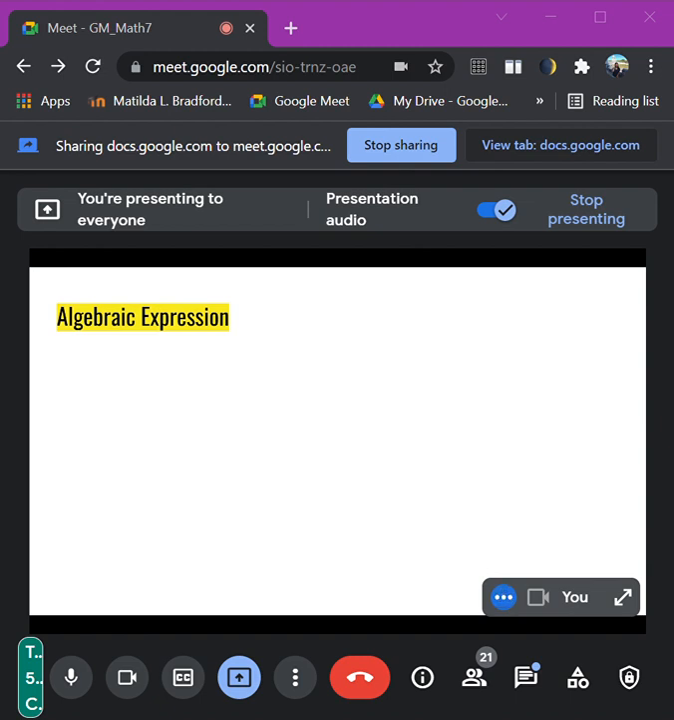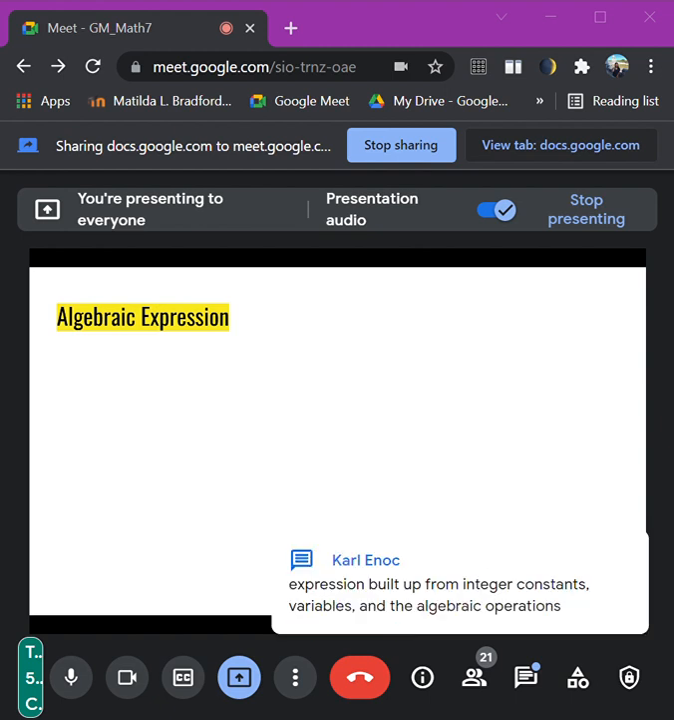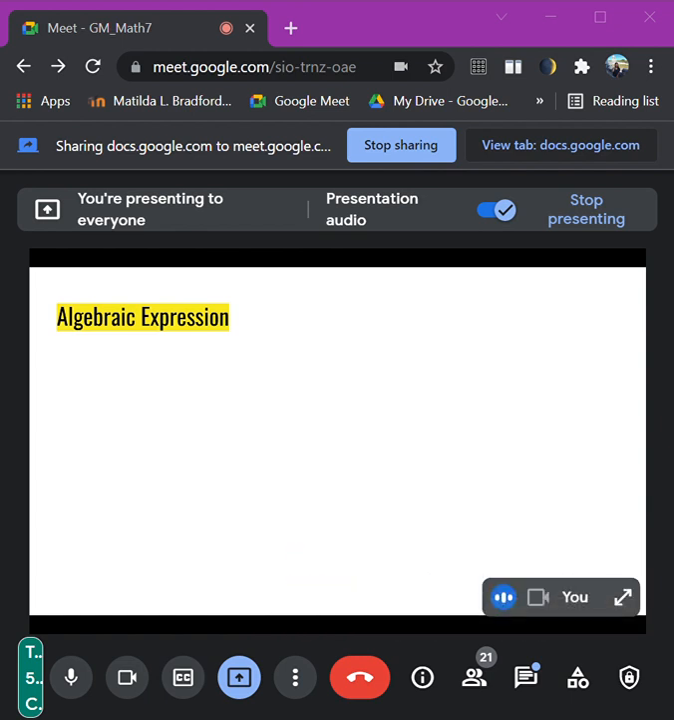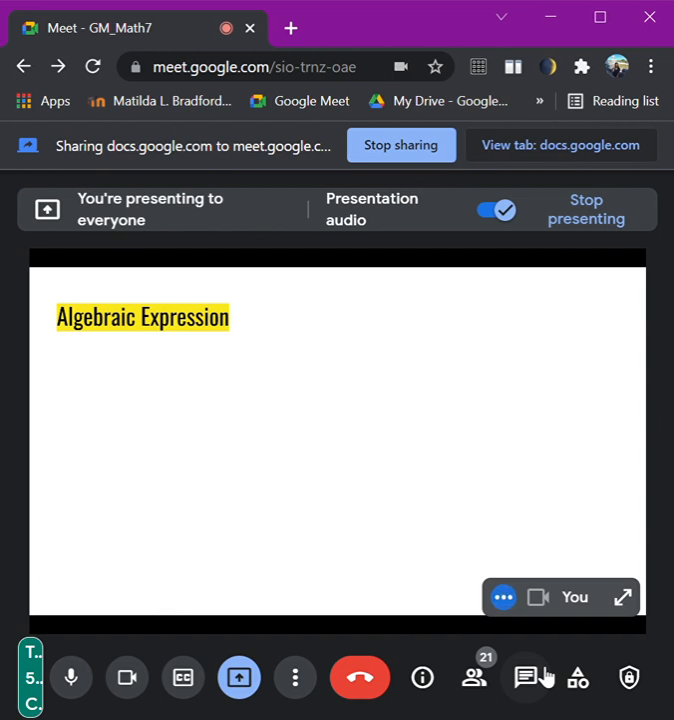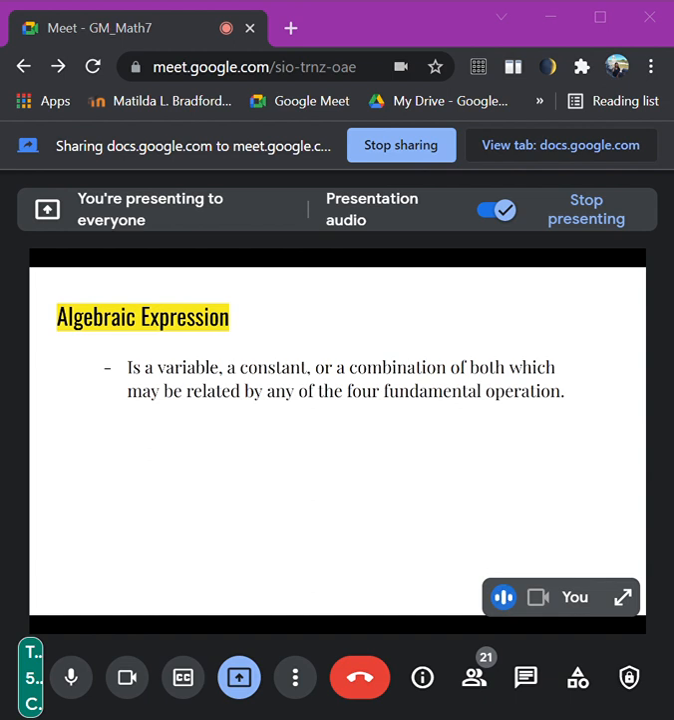Anyone? Any two, any three, any four? Expression built up from integers, constants, variables, and algebraic expressions. Okay, which is correct. So when we say expression, it is already a combination of two or more symbols. So meaning to say there are lots of operations already, and then we have variables and constants, and you will know what these are later on. Our algebraic expression is a variable, a constant, or a combination of both, which may be related by any of the four fundamental operations.